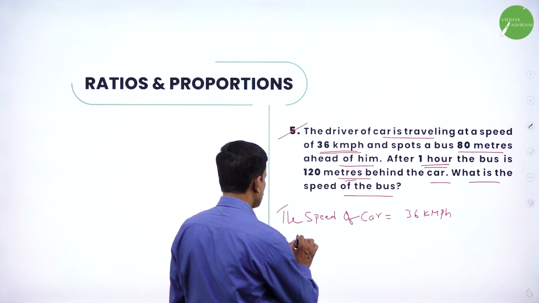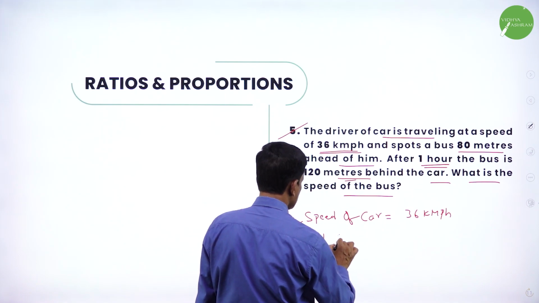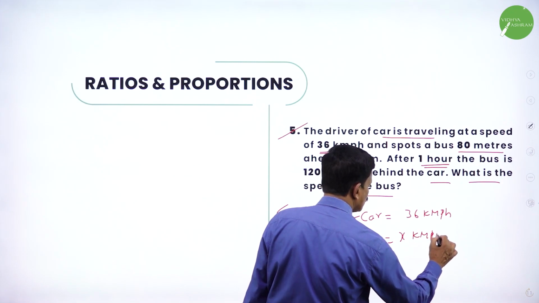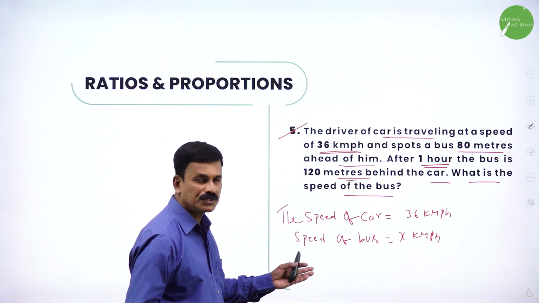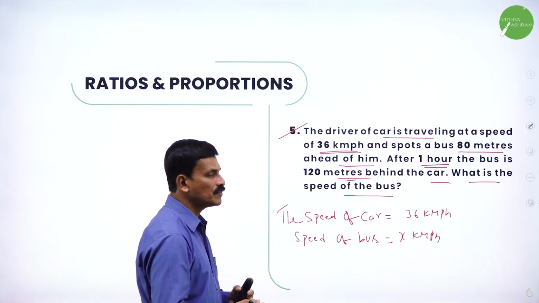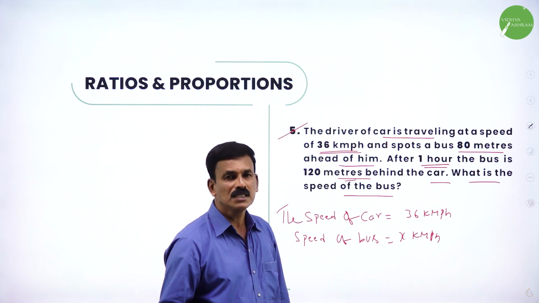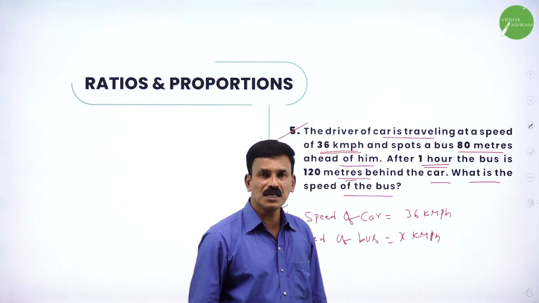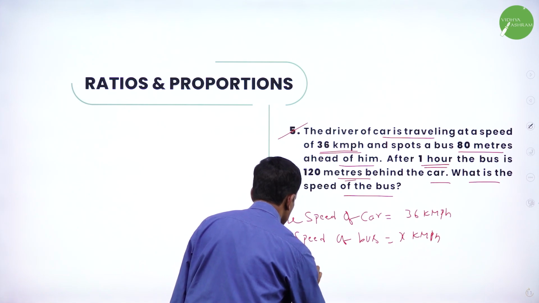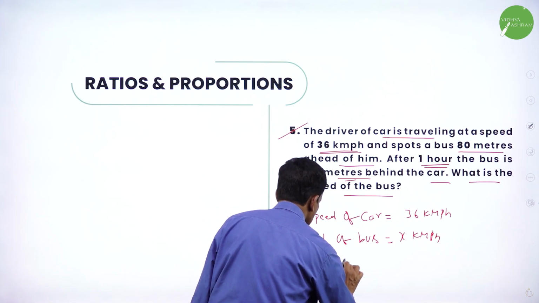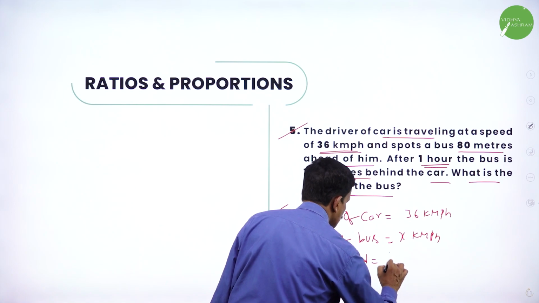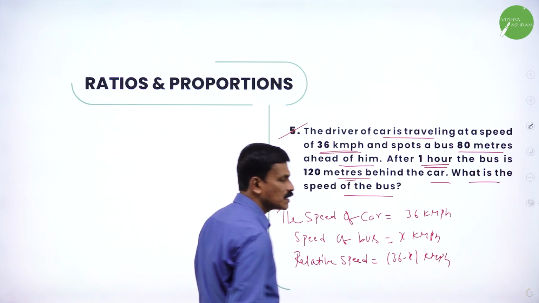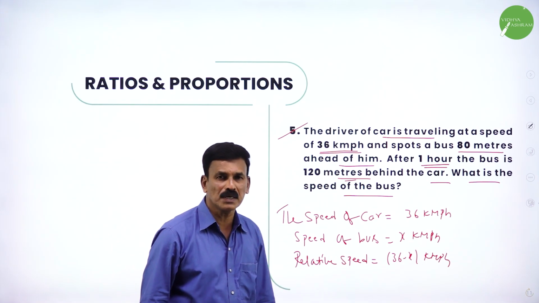Now let us assume the speed of the bus. Speed of the bus is equal to x kilometers per hour. So the speed of the car is given. What is required is to find the speed of the bus. Assume that the speed of the bus is x kilometers per hour. Now what is the relative speed? The relative speed between these two is equal to 36 minus x kilometers per hour. Subtract this. The relative speed is 36 minus x kilometers per hour.